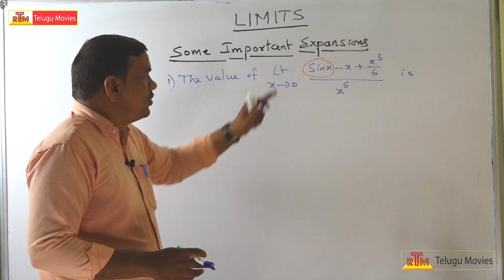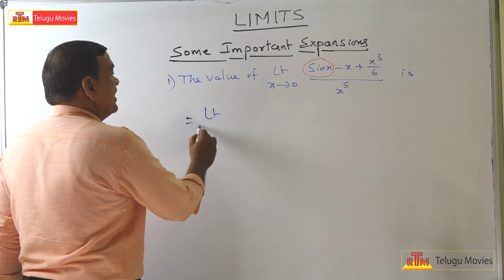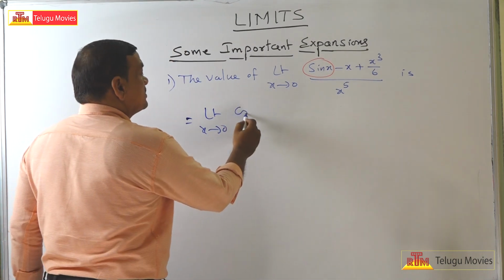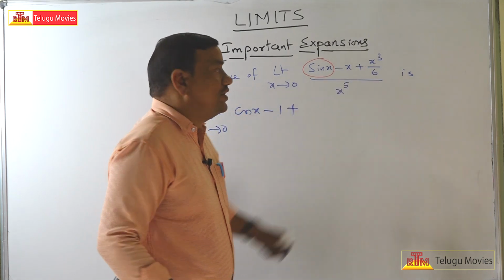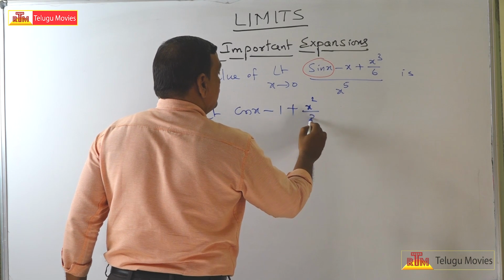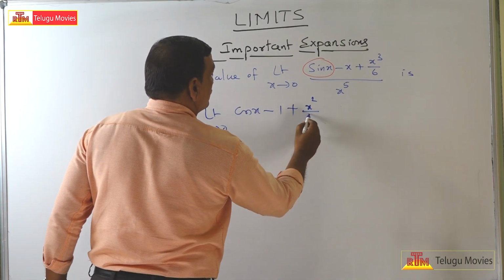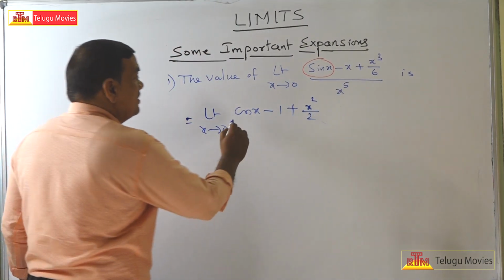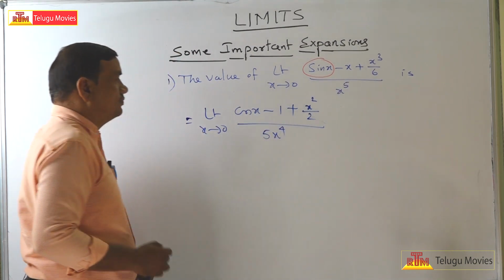Now, I am going to solve this problem using L'Hospital rule. So, this is equal to limit x tends to 0. Sin x derivative is cos x minus 1, plus x cube derivative is 3x square. 3 ones are 3, 2s are 2, cancel here. That means 3x square; 3 ones are 3, 2s cancel. This implies x power 5 is 5x to the power of 4.